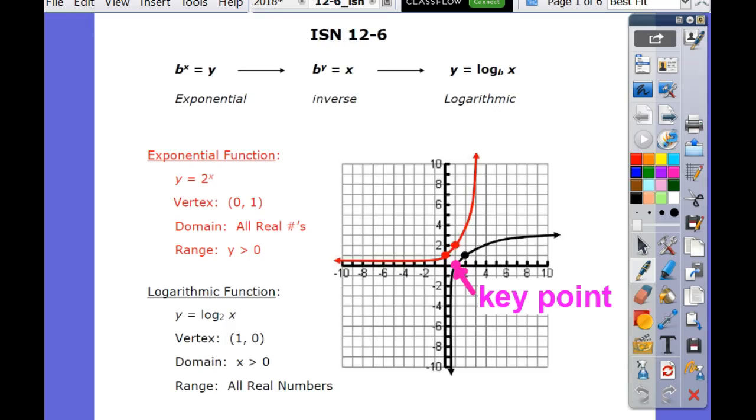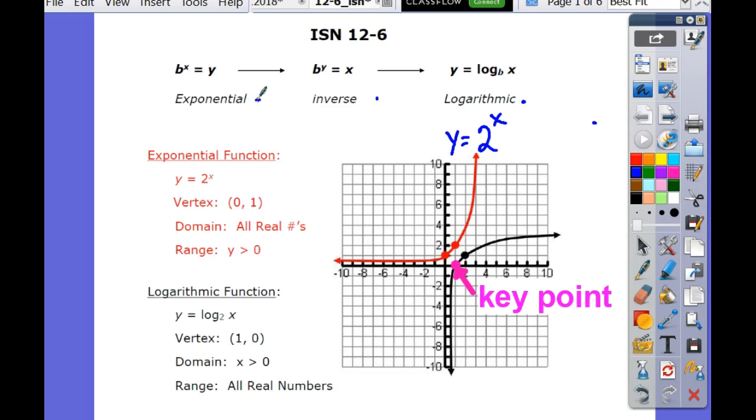We have previously done all kinds of graphing. We've graphed all of our parent graphs. The last parent graph we graphed was an exponential graph. This graph right here that's in red on my paper is the exponential graph. And when we started learning about logarithms, we learned that it was the inverse of an exponential graph.